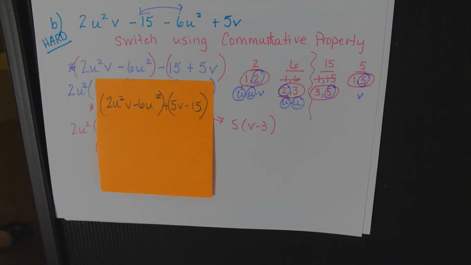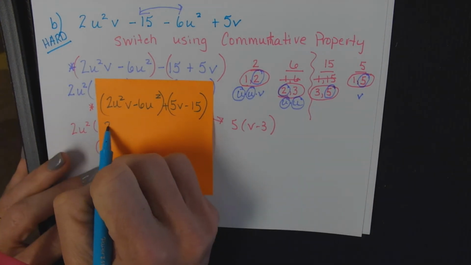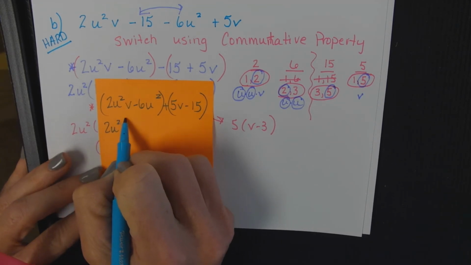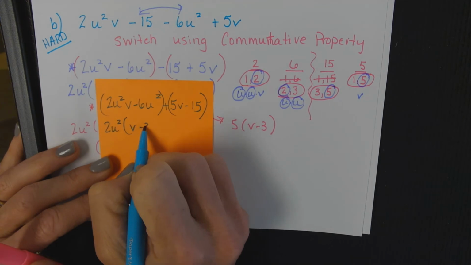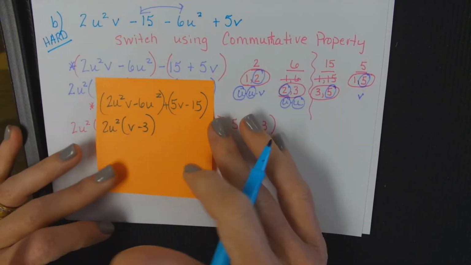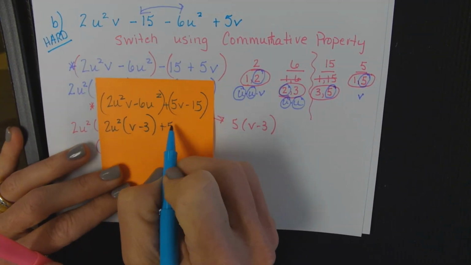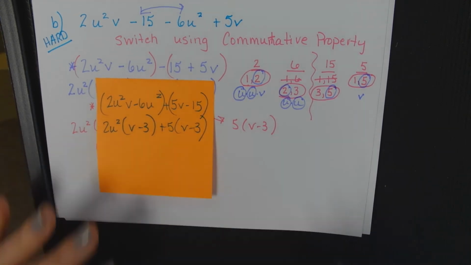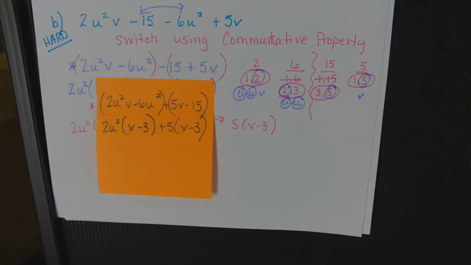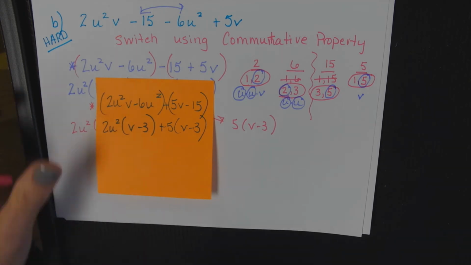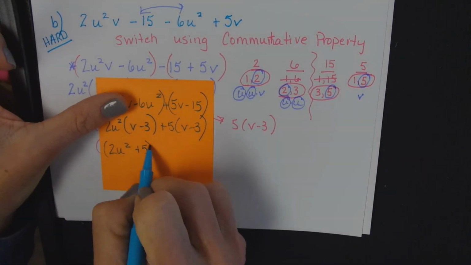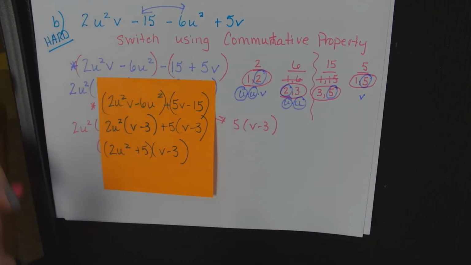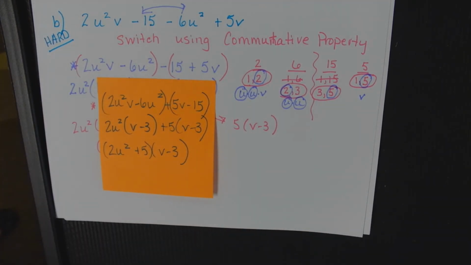Here it is. So let's just do the math that we already know. 2u squared. You're going to take out v minus 3 plus 5. Take out v minus 3. There it is. Then you have 2u squared plus 5 times v minus 3. Sorry about that. I added an extra negative.